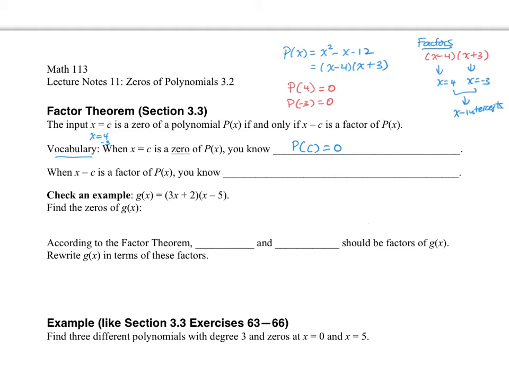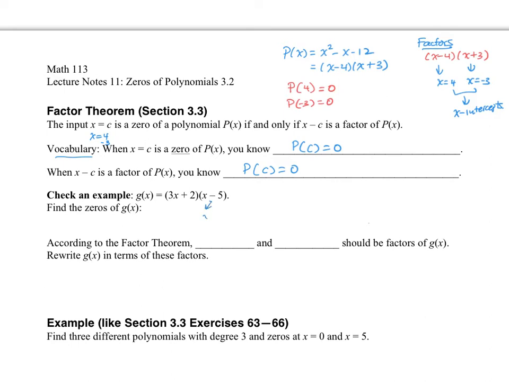And when x minus c is a factor of p of x, we also know that p of c is equal to 0. Again, just refer back to this. Now here, in this example, you have the function g of x, which is already factored. We already have two factors. So it's asking you to find the zeros.